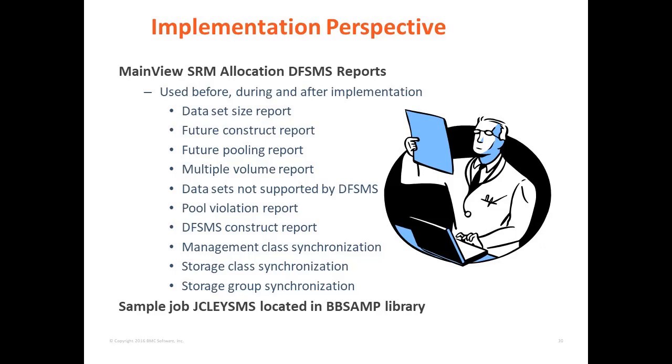MainView SRM allocation provides a series of batch jobs that can assist with new DFSMS implementations, or to just validate the construct values that currently exist. Other batch jobs can synchronize the currently allocated datasets with the ACS routines. An example would be a management class has been removed from the constructs. The management class synchronization job will create alter statements as control card input to change the currently used management class to the management class that should be assigned based on the current ACS assignment routines. There is a single sample batch job located in the BBSAMP library.